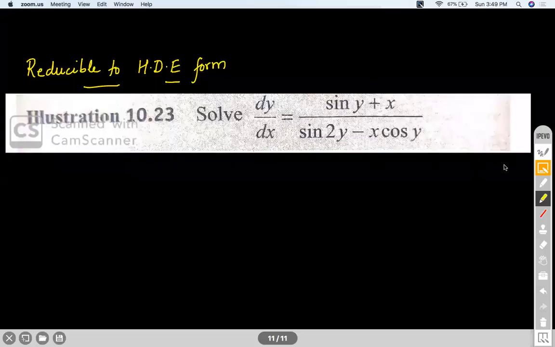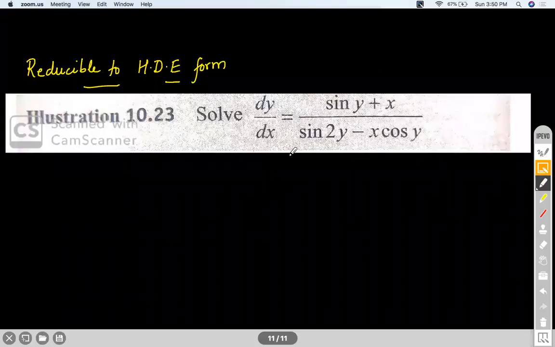Now, there are certain types of equations which are actually not directly represented as a homogeneous differential equation, but with the use of certain substitutions, you can convert them to a homogeneous differential equation. That is what we classify under reducible to homogeneous differential equation forms. Okay, let me explain this through a simple example. Let's say we have this question.